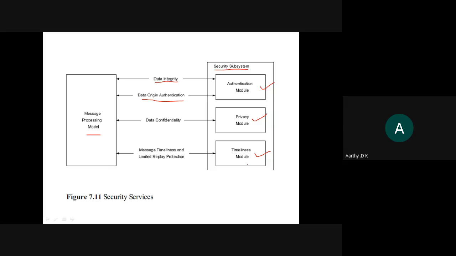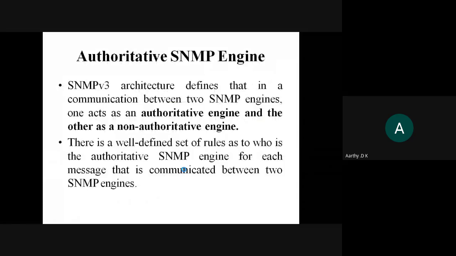So the authentication module provides data integrity, that is correctness of the data, and data origin authentication. Origin authentication is done by appending a unique ID to the message that is getting transferred from the particular source. The privacy module will provide data confidentiality, that is, it provides encryption so that your data doesn't get changed. The timeliness module will provide a window time, so your data should reach the destination within a particular number of seconds. So this is your authoritative SNMP engine.